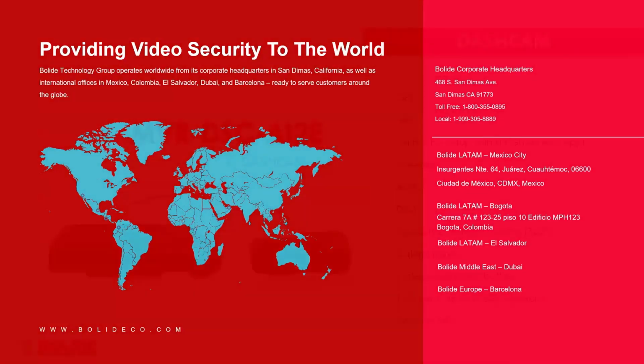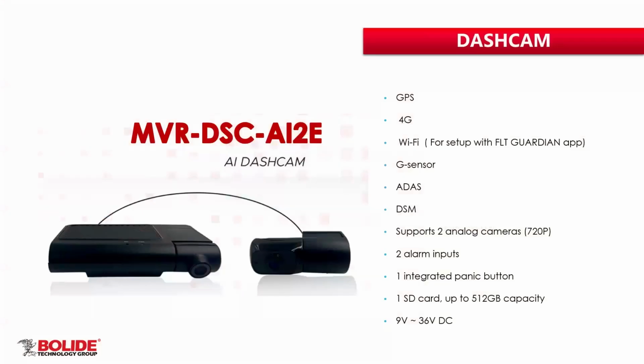So today we'll be going over our MBR DSC AI 2E-AI Dashcam. Quick overview of what you get with the camera. We will be getting, of course, built-in GPS, 4G capability. The camera does have Wi-Fi, and that's for the FLT Guardian app. I'll get into that and how you use that a little later in the webinar.